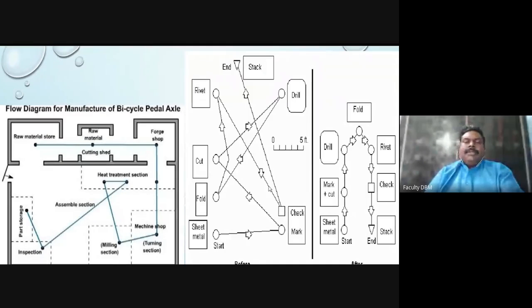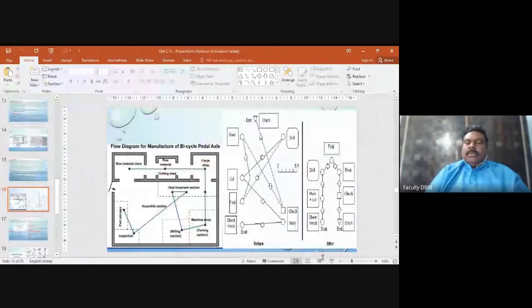If you see how the activity was earlier: drilling somewhere, stacking somewhere, ending and cutting, coming back. So they have made it like this after the study. This is the difference. So while studying, we are going to have these types of things.